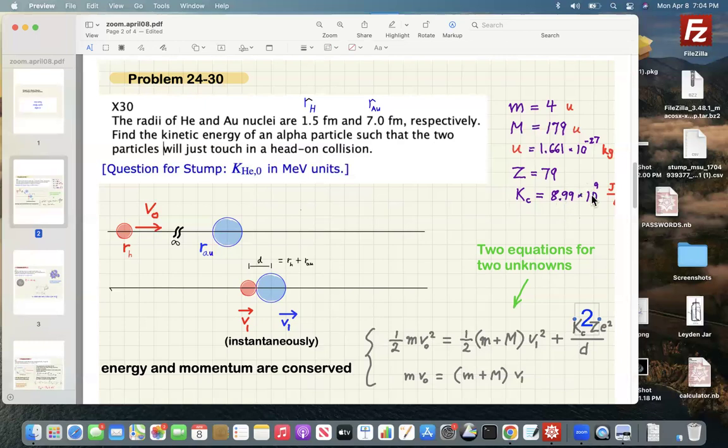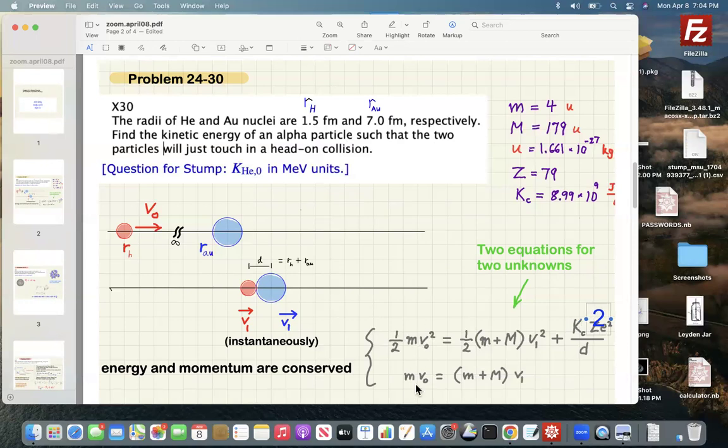8.99 times 10 to the 9th, divided by the distance separating the centers. Since they're just touching, that distance would be the sum of the two radii, which are given up here.